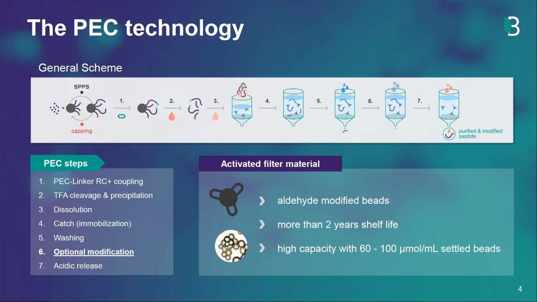So after you added your dissolved peptide to this cartridge with the filter material in step 4, the peptide is now caught or immobilized onto the solid support via coupling of this linker with the material. Then step 5 is a washing step where all dirt from SPPS is removed and only the full-length peptide stays in the cartridge. Step 6 is an optional step where you can modify the peptide via side chain modification, and my colleague Manoj will talk about this later in more detail. And then in step 7, the peptide is acidically released from the solid support, and you will obtain it in its purified and potentially modified version.